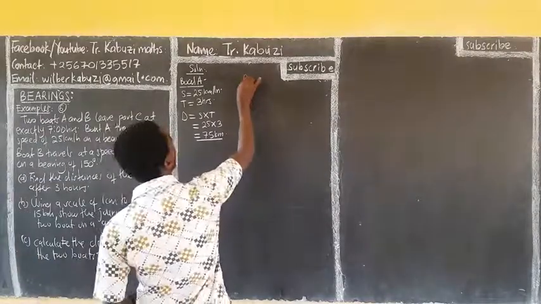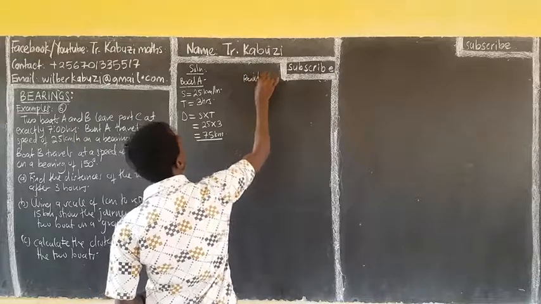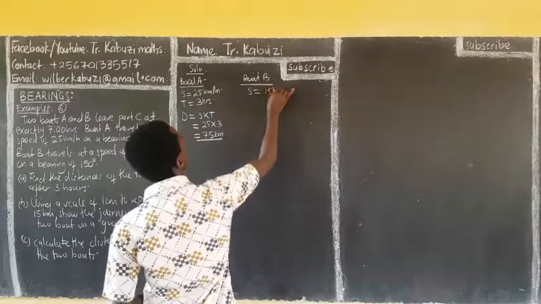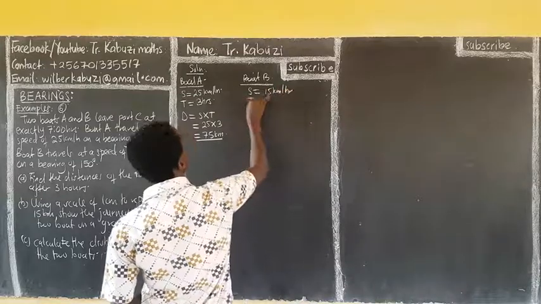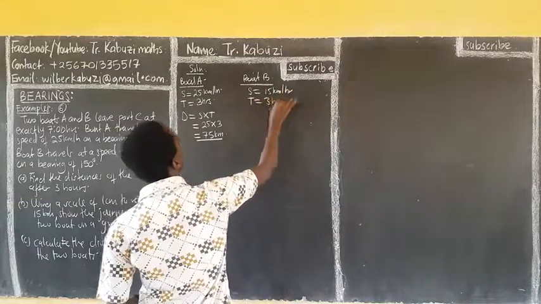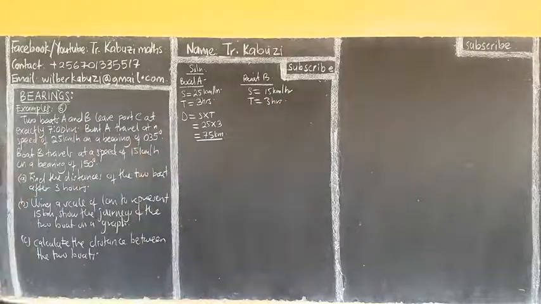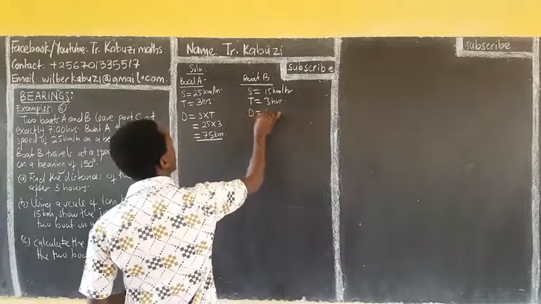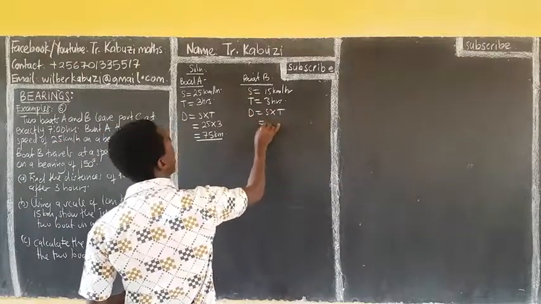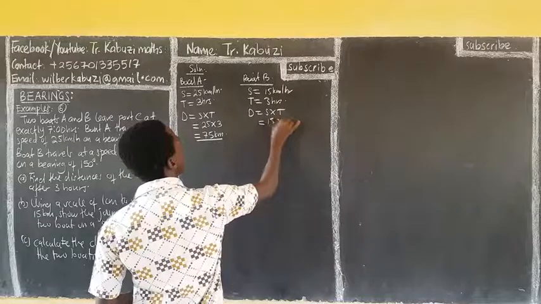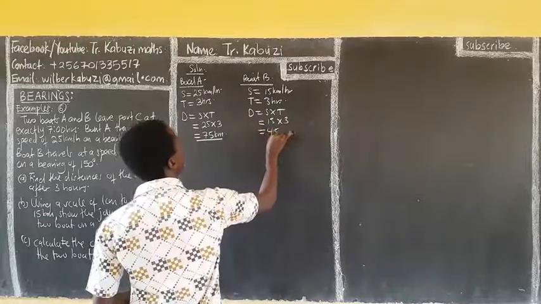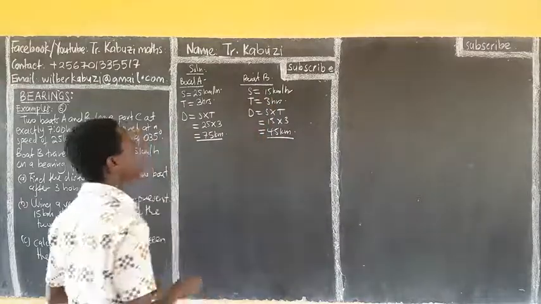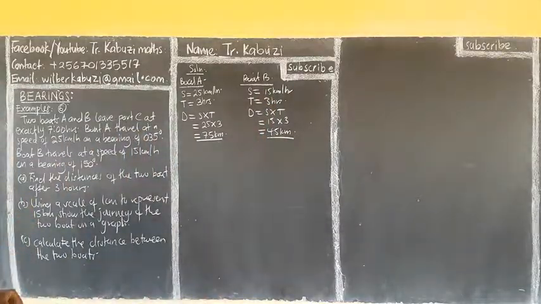Then when I come to boat B, its speed is 15 kilometers per hour. Then the time is still the same, after 3 hours. You know that our distance is still going to be speed times time. Our speed is 15 times 3, which would be 45 kilometers. So after 3 hours, boat B will be 45 kilometers away from port C.